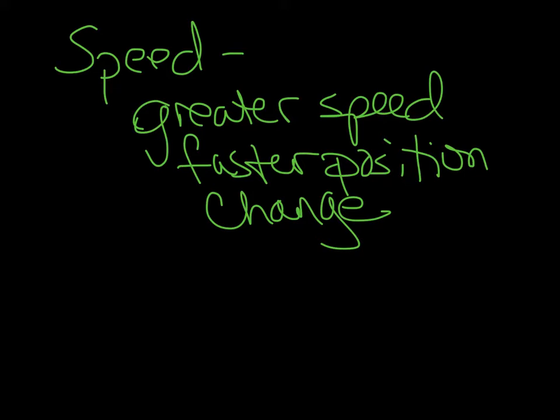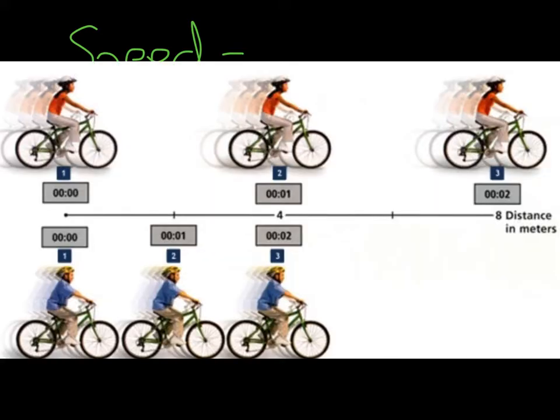So let's take a look at this picture. In this picture, you can see that we have to know both distance and time. So here's our distance, right? And these are our time frames. So what this is saying is this first rider has gone 8 meters in distance in 2 seconds, while this second rider has only gone 4 meters in 2 seconds. So this way we're able to calculate their speed.